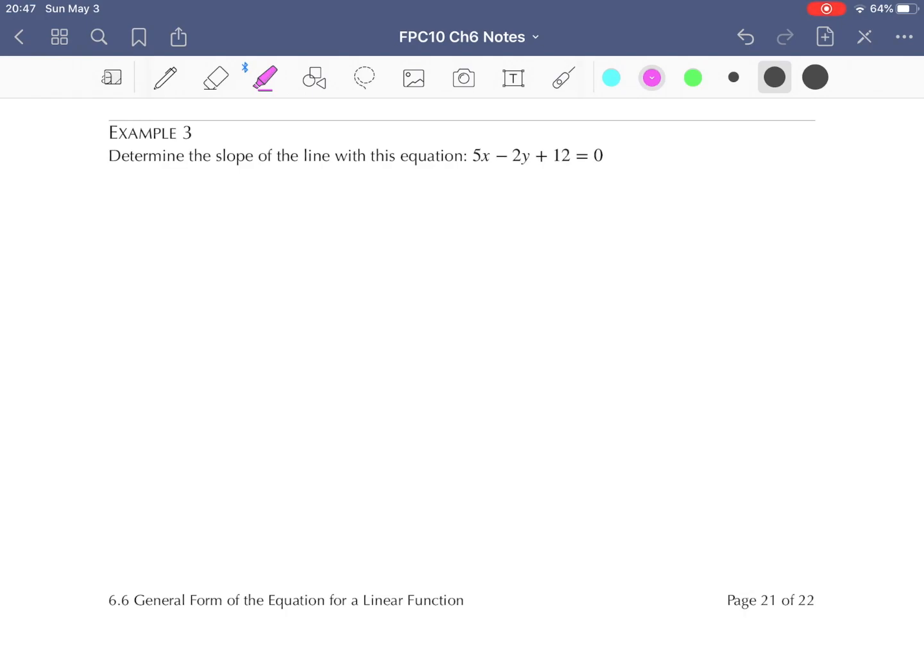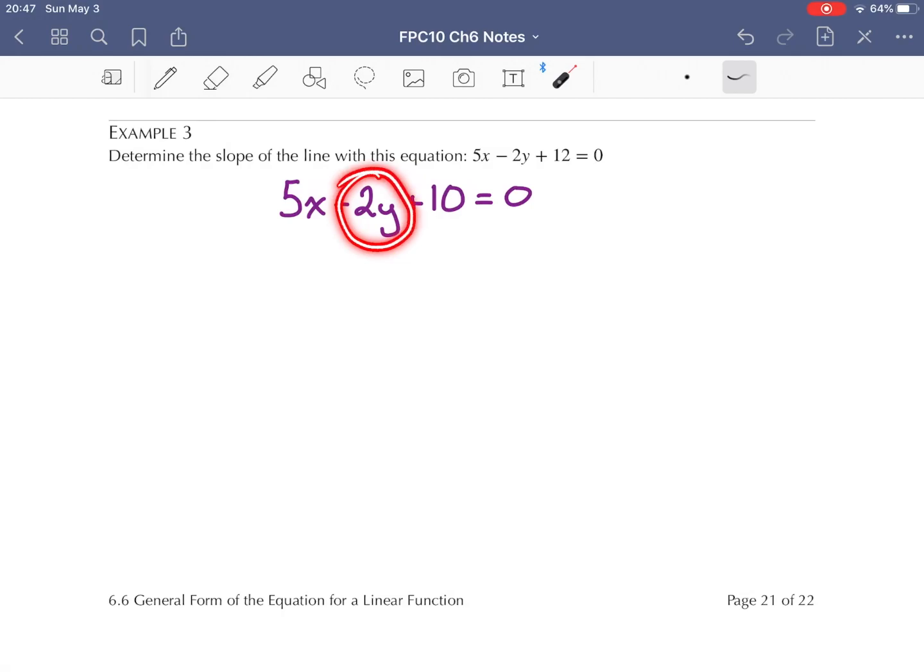Example 3. Determine the slope of the line with this equation. 5x minus 2y plus 12 equals 0. Now, the way that we're going to do this is we're going to take this equation, we're going to turn it into slope-intercept form, y equals mx plus b. So I'm going to just rewrite out the equation. 5x minus 2y plus 12 equals 0. Now my whole goal is to isolate this y.